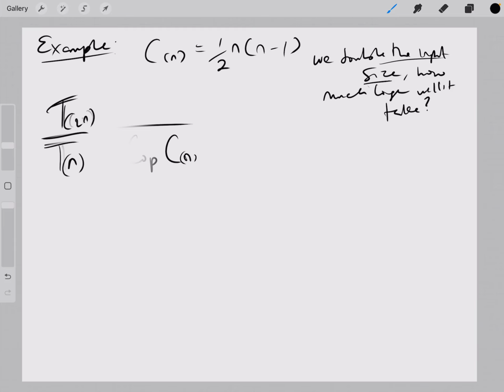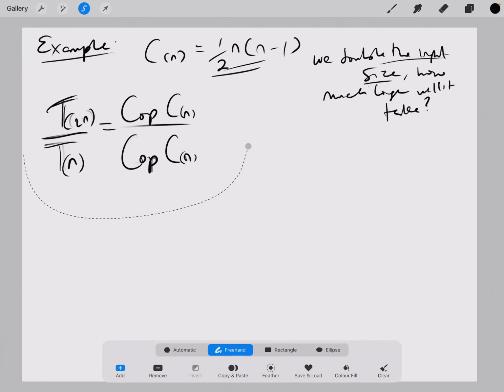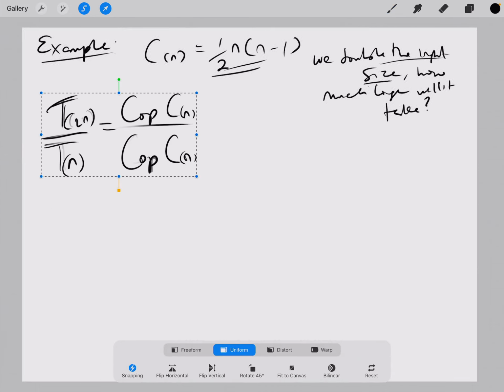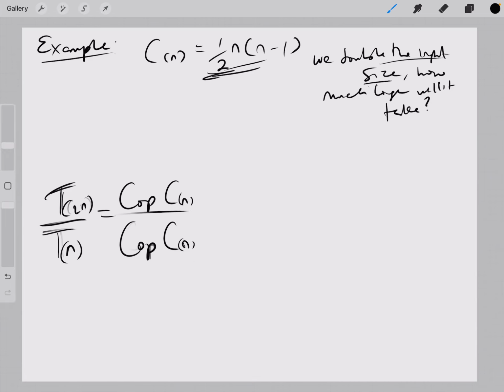So this is equal to the C of OP. The C of OP remains constant for both of them because we are not changing the execution time of the basic operation. We are simply trying to double the input size and see how that affects our algorithm. Alright, since we know this is for C of n, what will C of 2n look like? Note that this is a multiplication constant and it's not exactly affecting the content of this part. So we have C of 2n looking like this.